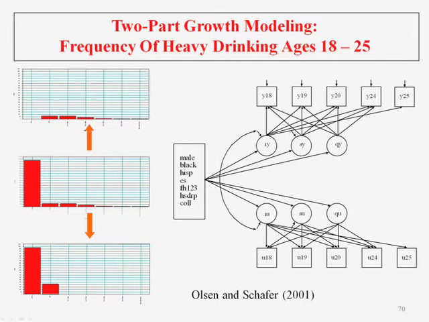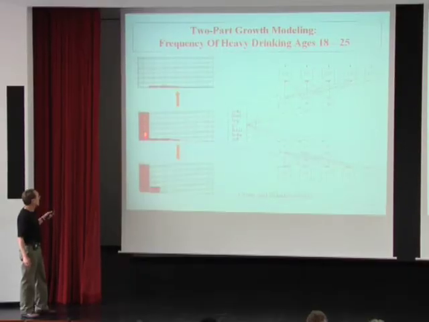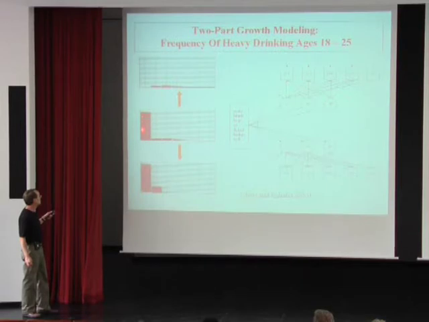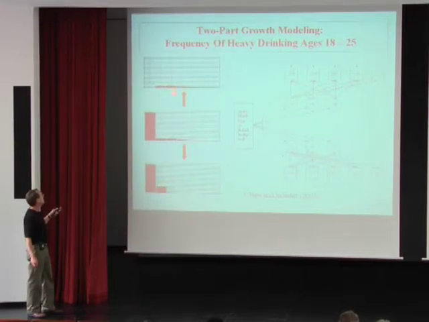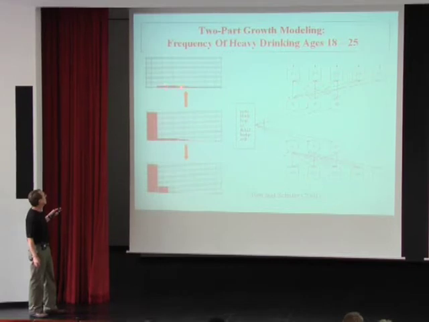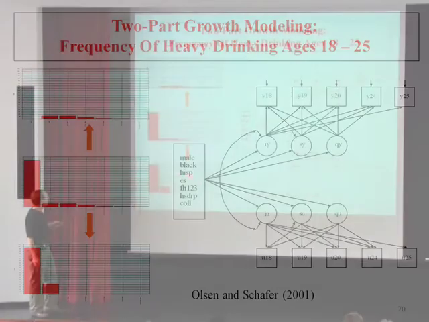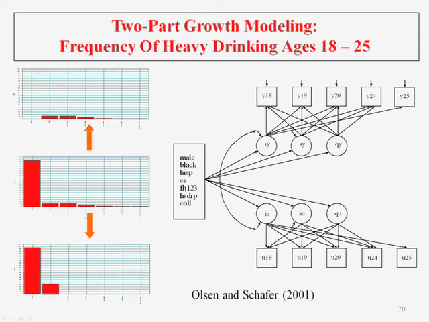One part is a dichotomous saying, do you engage in the activity or not? And the other part, if you engage in the activity, how much do you engage in the activity? So this could be frequency of heavy drinking. And most people in the national general population sample say they don't engage in heavy drinking at all, so they are in this bar. But a portion of them say they engage in heavy drinking, and for them you can actually then report and study the amount, the frequency of the heavy drinking. So you split the variable into two parts, and then you do a growth model for each part.